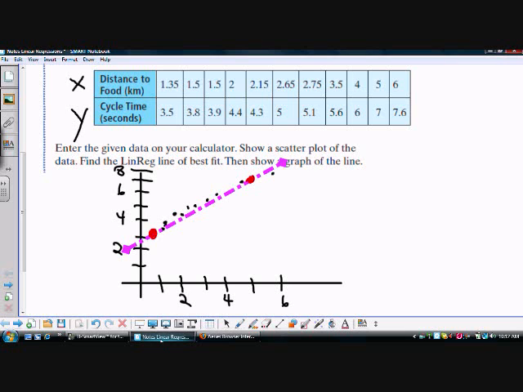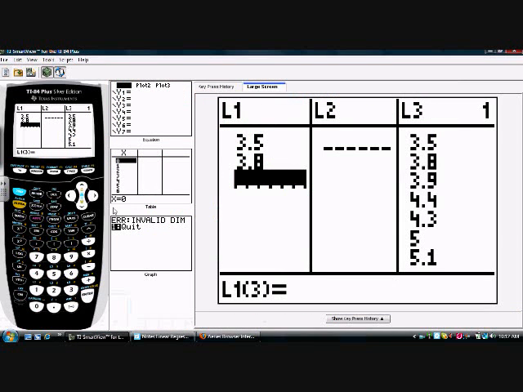Now, does your freeze work? Are we putting in all those numbers? Yes, in list 1, you're going to put all of the numbers on the X line. And in list 2, you're going to put all of the numbers on the Y line. And while you're doing that, I will be doing that also.